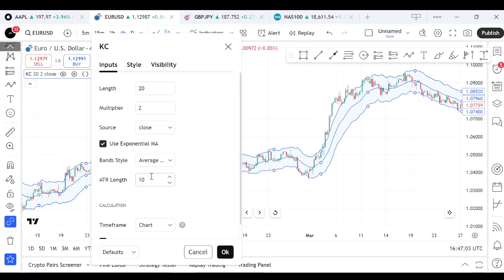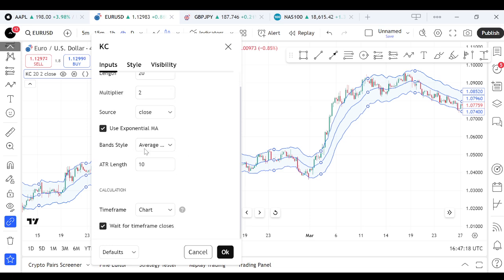This average true range, you can set it to 10, and you can also use the bands of average true range, which is what we are talking about. Don't use the true range or range. Set your length to 20 and set your multiplier to 2. This is how to set your Keltner channel.